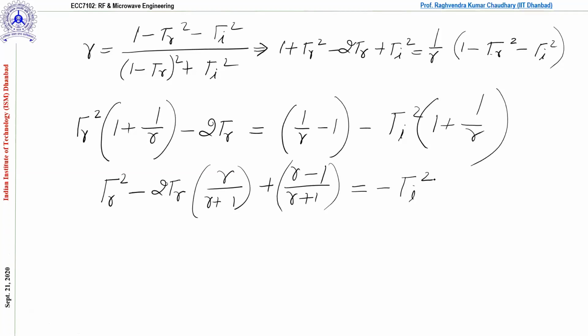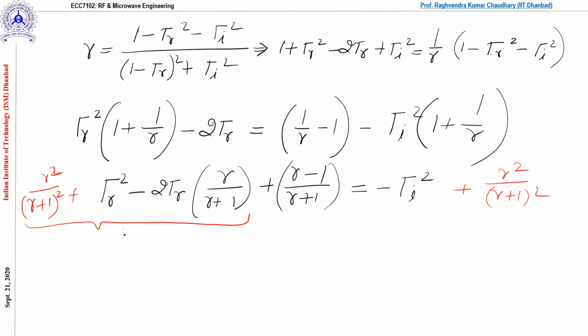Okay. Now the thing is, what we can do actually, we can add a term, correct? The term we can add to both the sides, plus r square over r plus 1 to the whole square, and here also plus r square over r plus 1 to the whole square. Why are we doing this? Because we want to make a perfect square, fine. So how can we make these things? If you consider this term only, fine, what can you write?